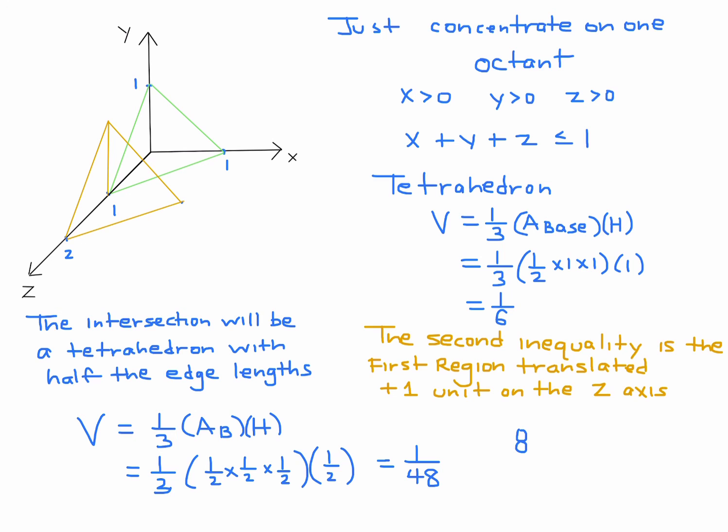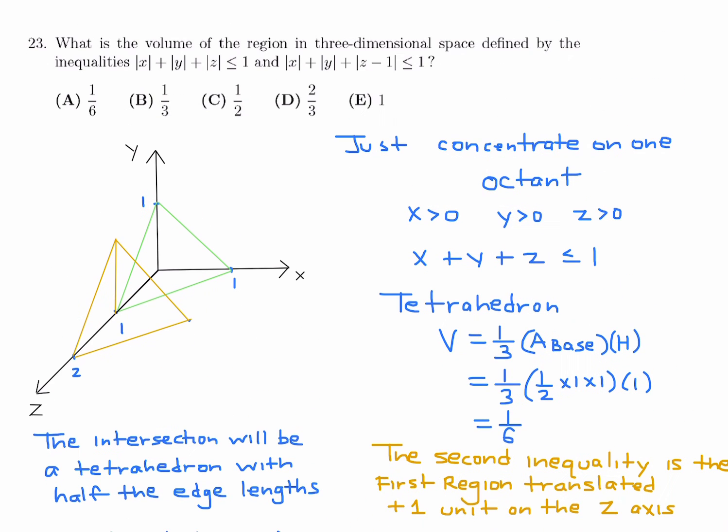since this is just one component in one octant. So to get the full volume, you have to multiply this by 8, and when you do, you get 8 over 48, which reduced to lowest terms is 1 over 6. And that is the answer. Number 23, it is A.